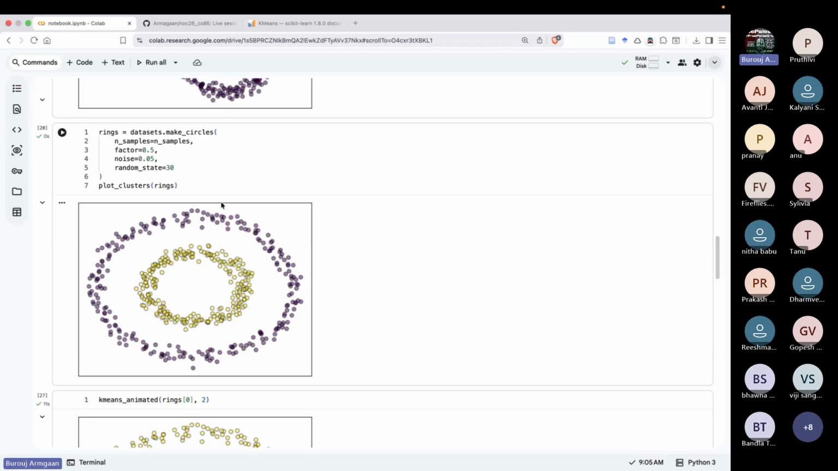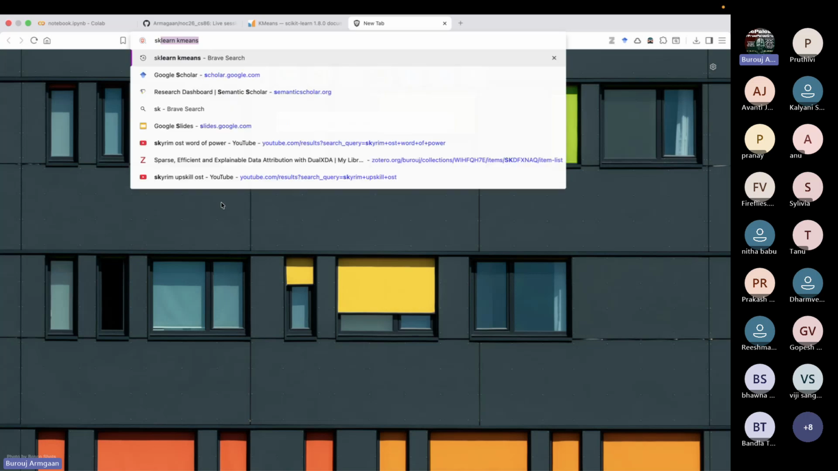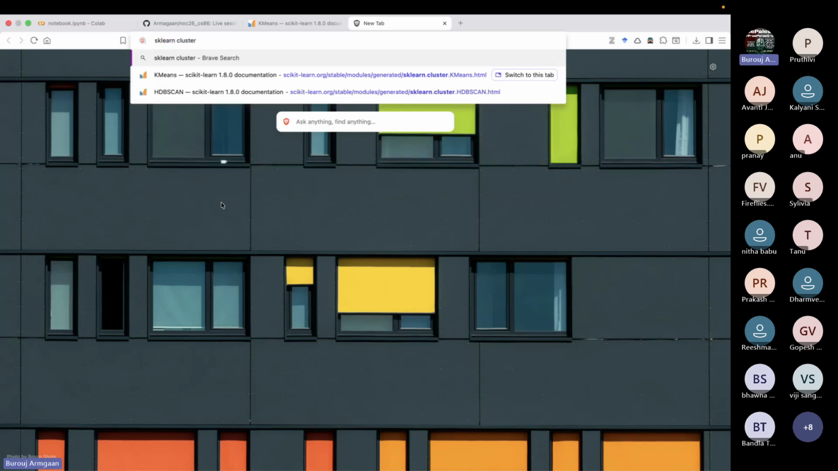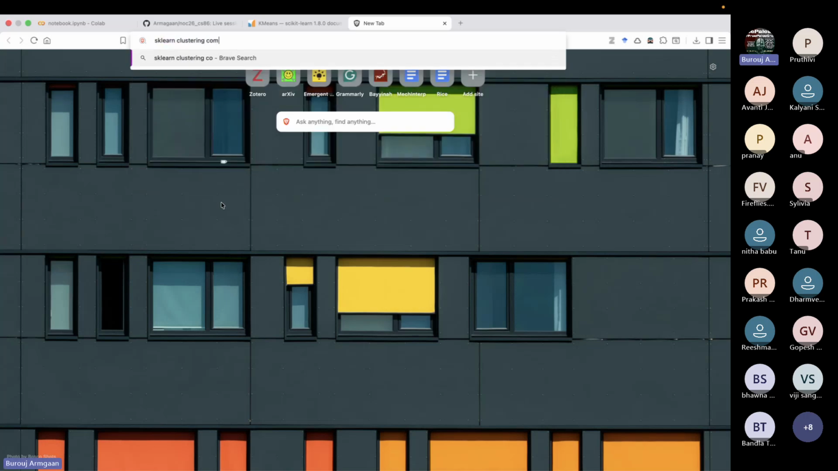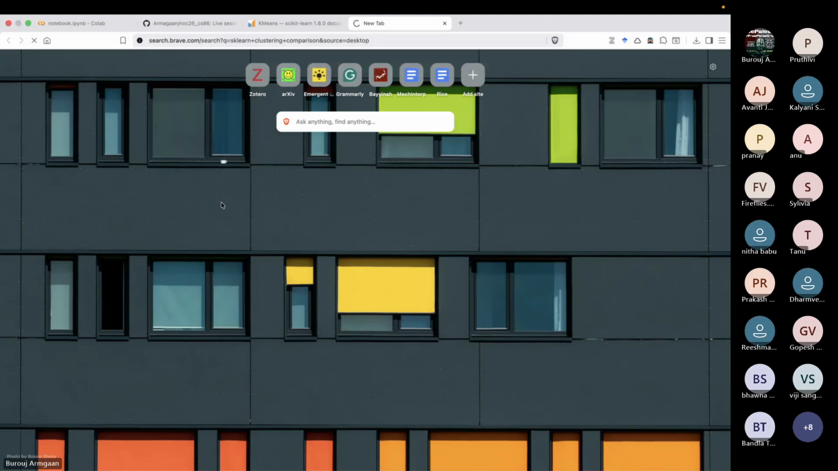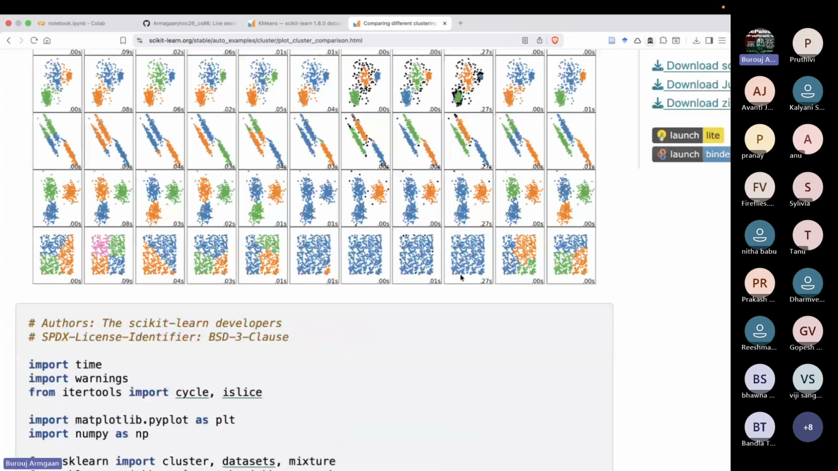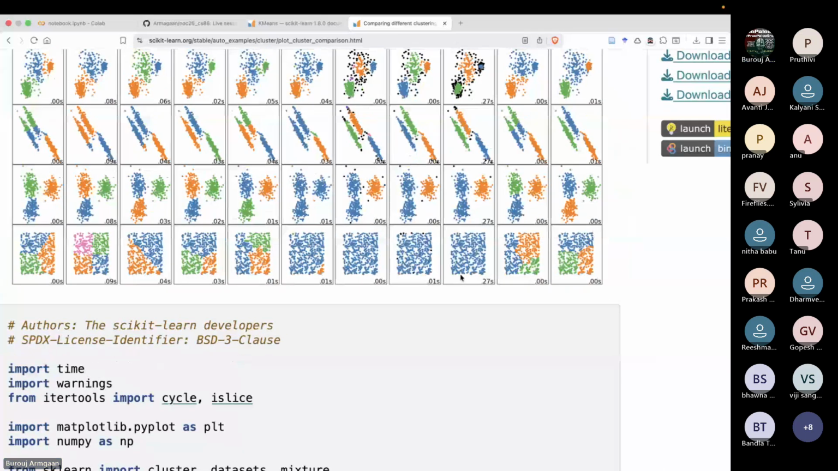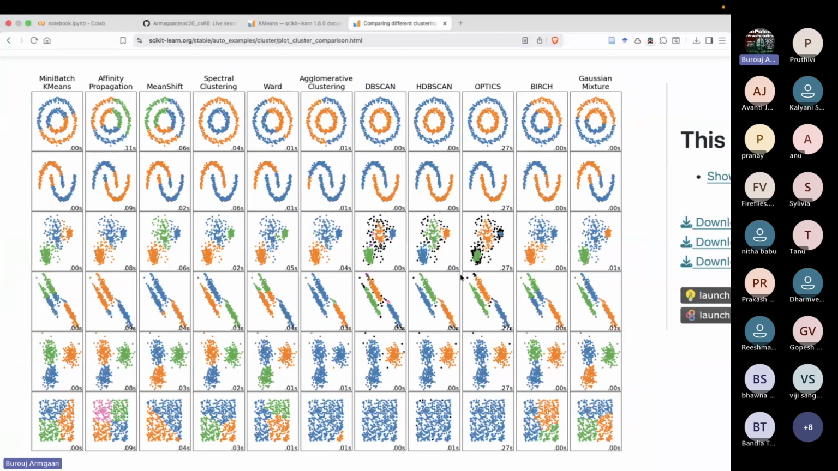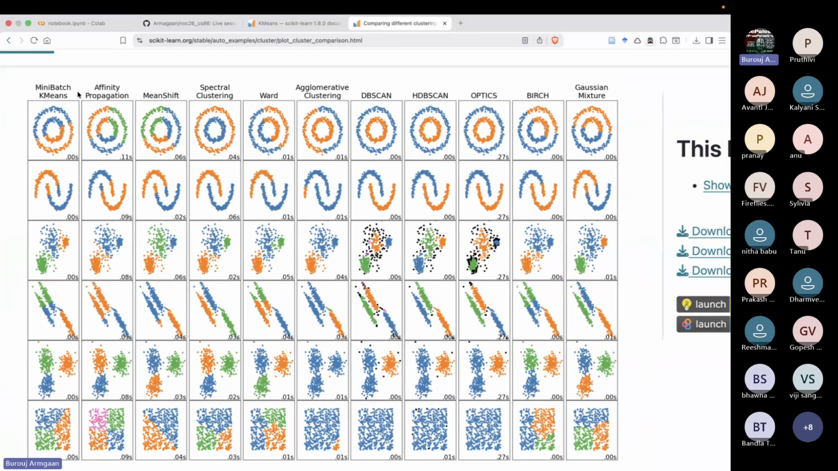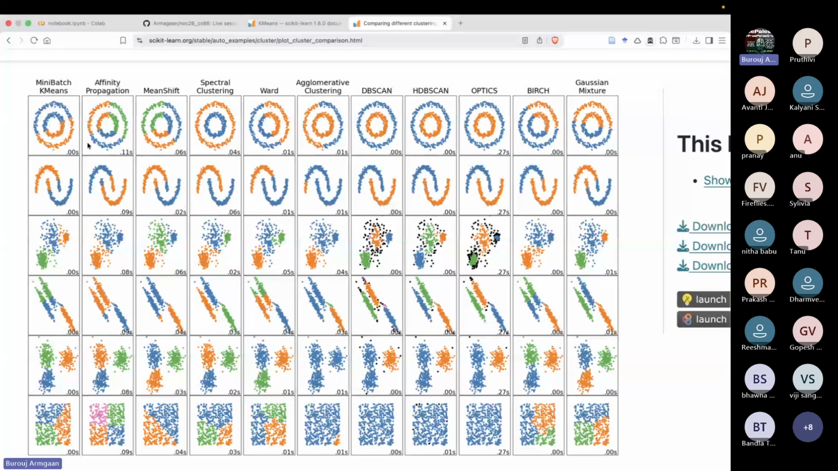If you want to go over that, you can search sklearn clustering comparison. I hope this is visible. You see something like this. These are the different clustering techniques like mean shift, agglomerative clustering, DBSCAN, OPTICS, etc. We tried some of these.